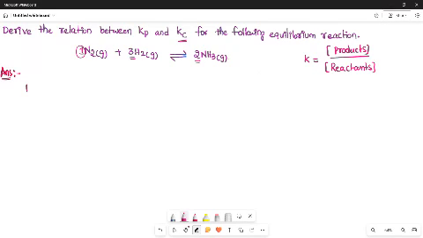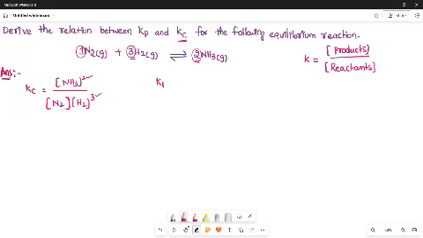So therefore, Kc is equal to the concentration of NH3 power 2 divided by the concentration of N2 and the concentration of H2 power 3. Actually, the stoichiometric coefficient present behind the reactants or products will be raised to the power. So this is the value of Kc for this equation.